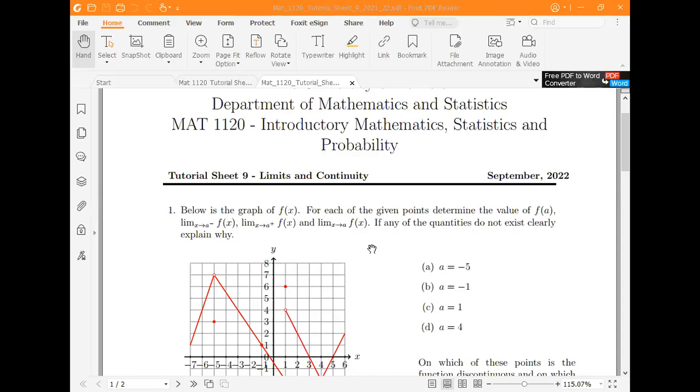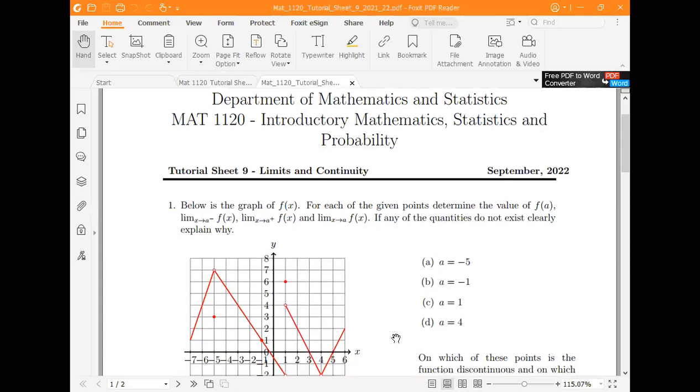Question 1. Below is a graph of f of x. So below is the graph of f of x. For each of the given points, determine the value of f of a.